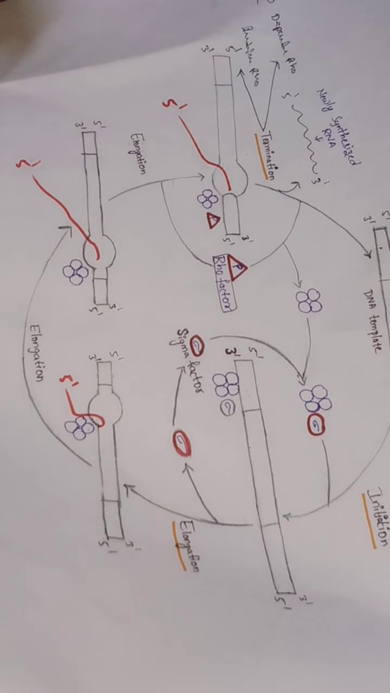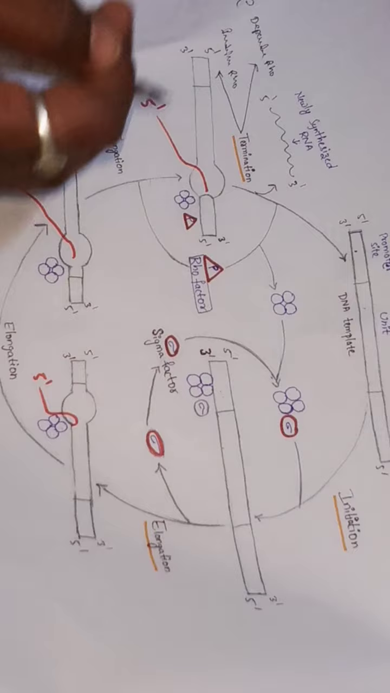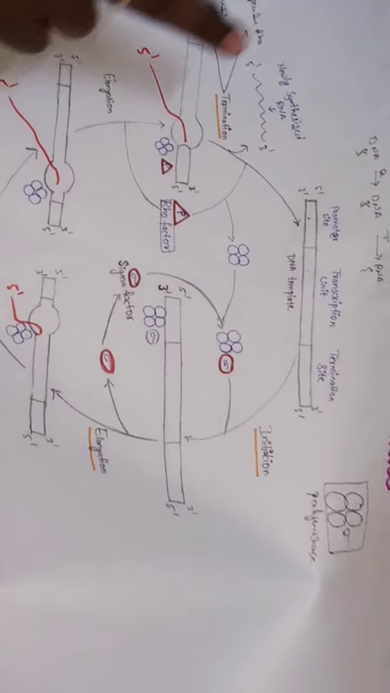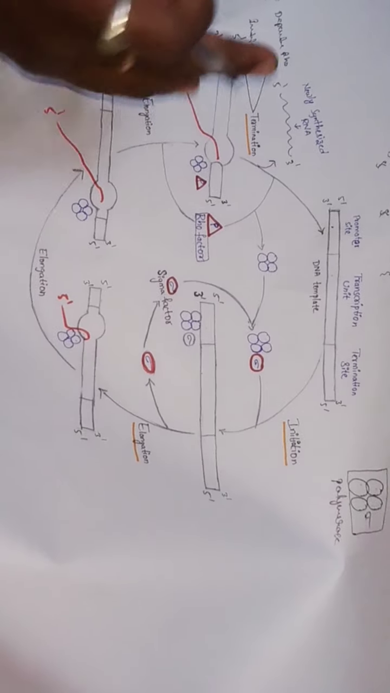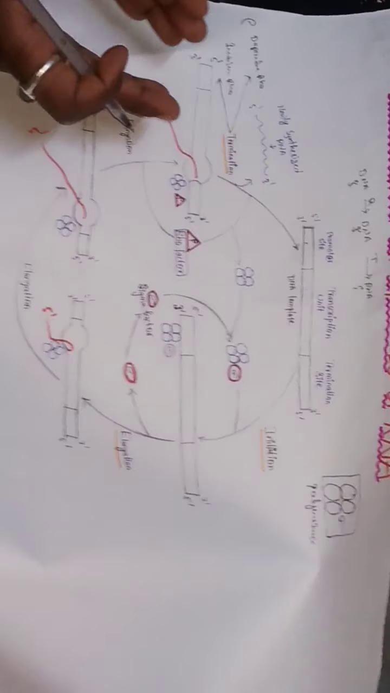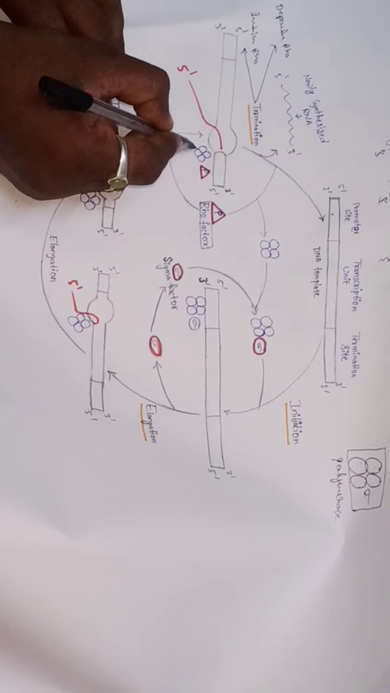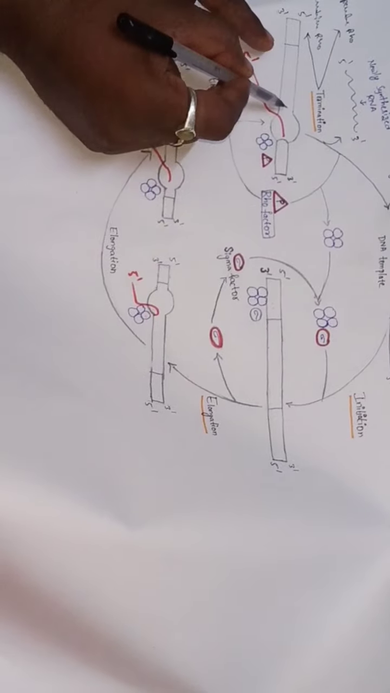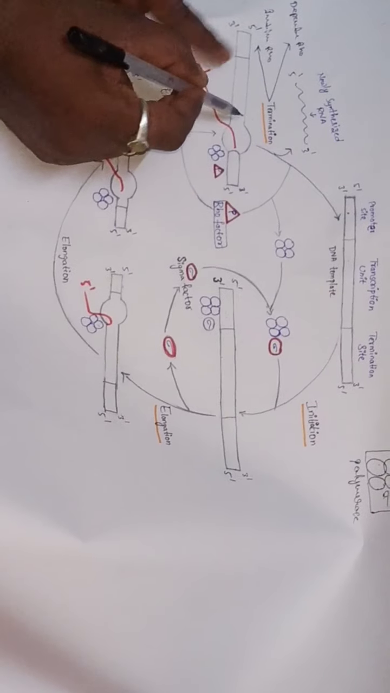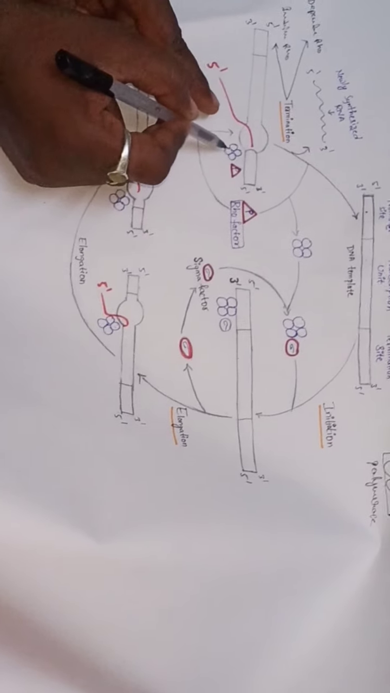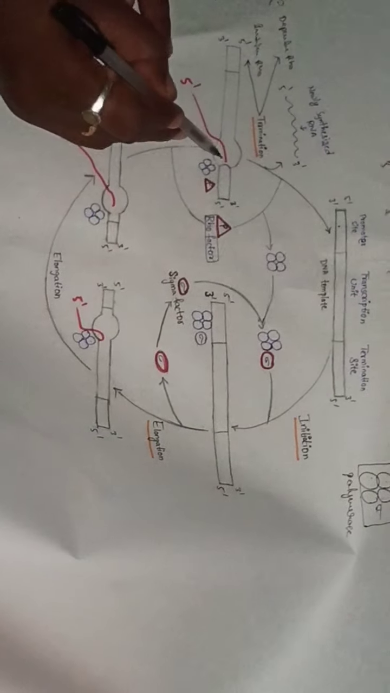What is the importance of the rho factor? The rho factor is involved in the termination site. It reacts only with the DNA, not with the polymerase enzyme. The rho factor reacts only with the DNA template strand and does not react with the polymerase enzyme. So the rho factor eliminates the RNA from the DNA.